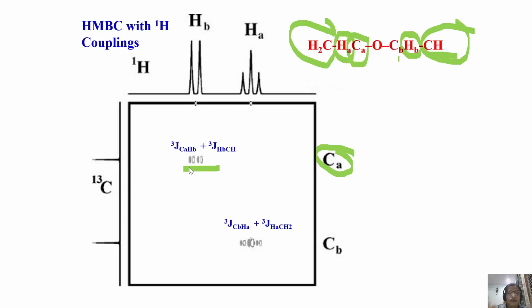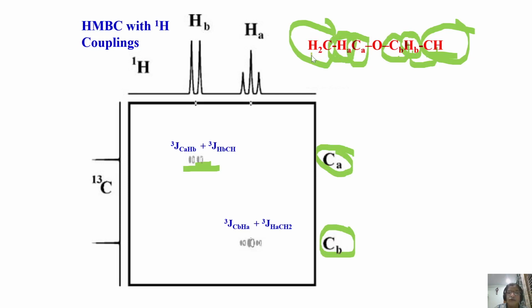Are you all with me? I hope you're all with me. Now Ca is going to give a cross peak at the position of Hb. But this is a doublet because of this. So each line of this will be a doublet. This is what we are seeing. Now look at the carbon B. What is happening to carbon B? It is going to give a cross peak with proton Ha. That's what we are looking at in the old HMBC only.